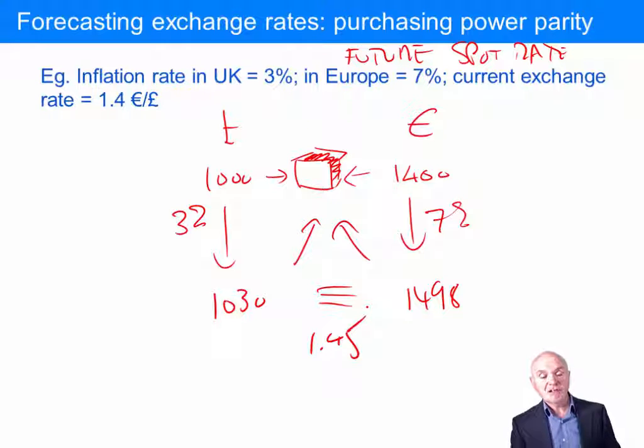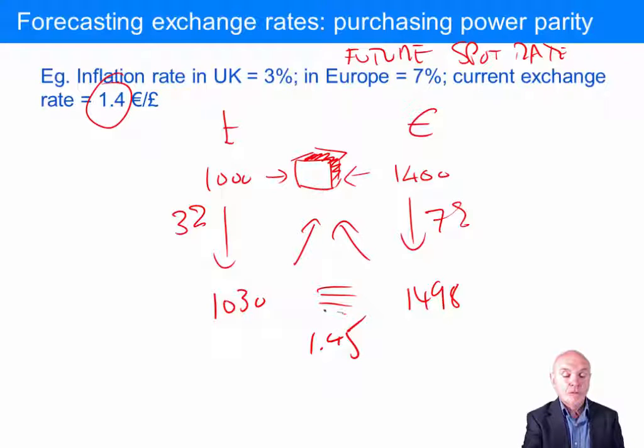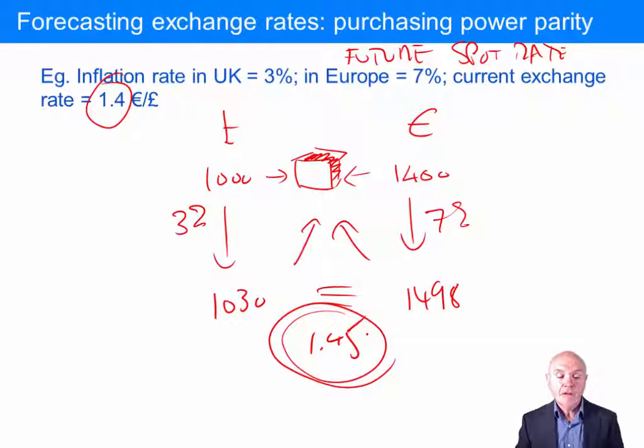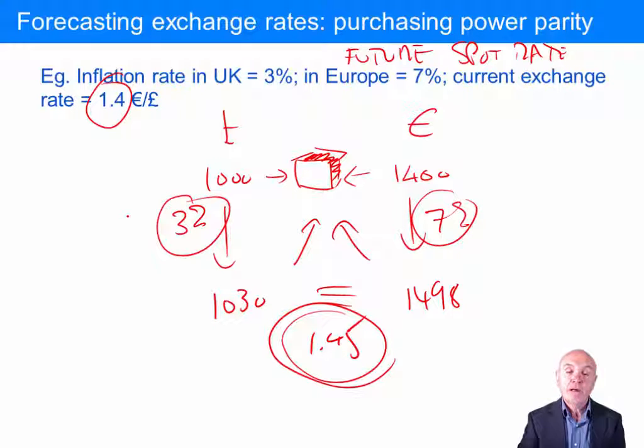In other words, essentially the euro has weakened. You think of inflation as a kind of erosion or wearing out of a currency. So we've gone down from 1.4 euros per pound to 1.45 euros per pound. The euro is worth less than it was. And that's because the euro is wearing out here at 7%, whereas sterling is only wearing out at 3%. And you could do it for another year, inflate again, and so on, whatever number of years are required.